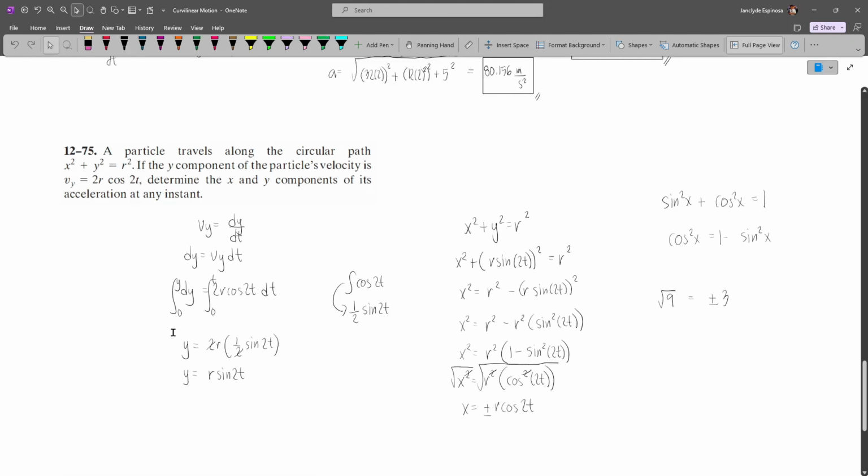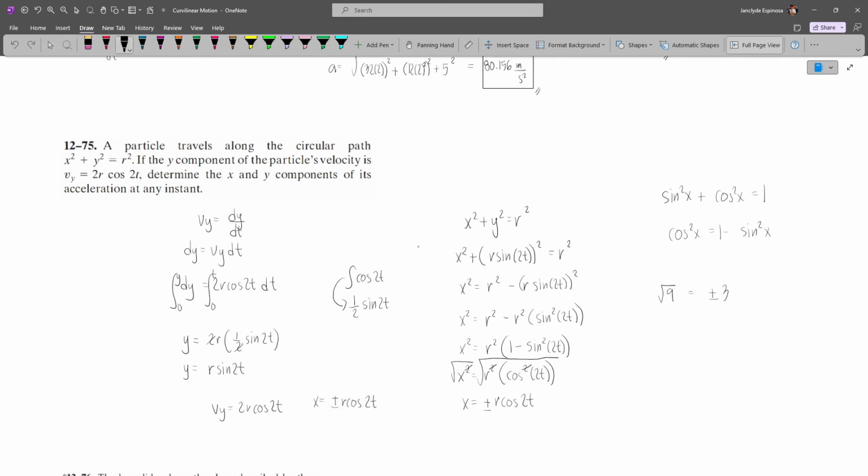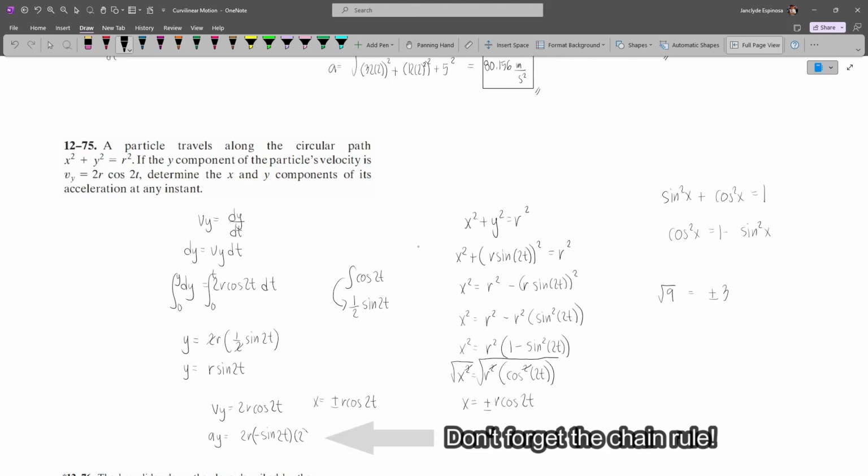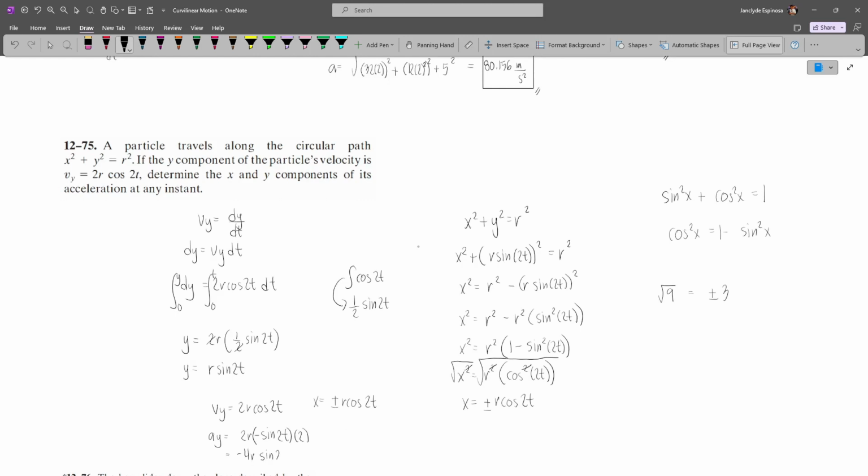And so now, since we have Vy, which was 2r cos 2t, and then we have x, we can now differentiate this once to get the acceleration along y, and then we can differentiate x twice with respect to time in order to get ax. And so differentiating this, we have ay equals 2r. Let's just copy this because we will just differentiate with respect to time, so this is treated as a constant. And then cos 2t will become minus sine 2t multiplied by 2. So this is 4r, minus 4r sine 2t. So this is our answer.